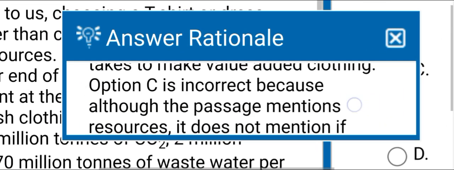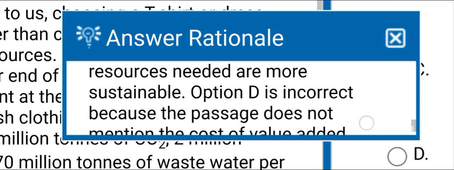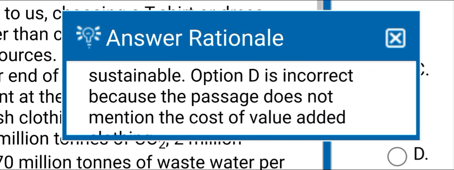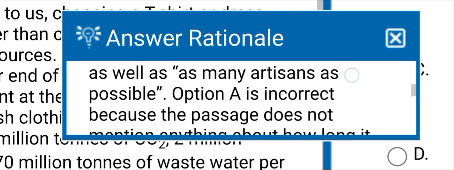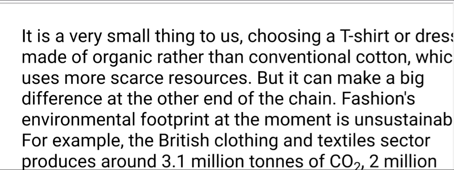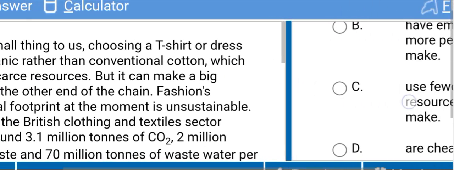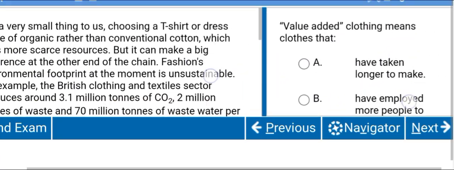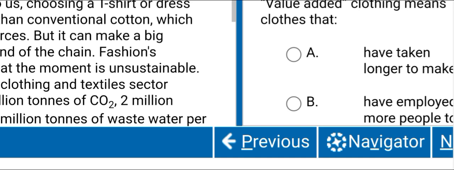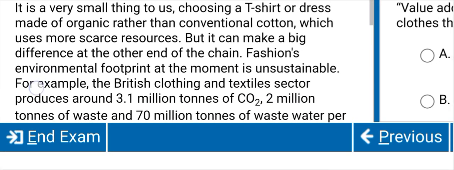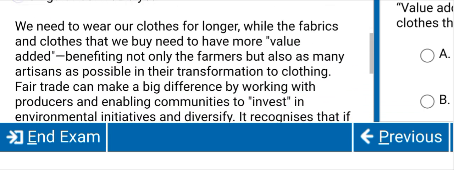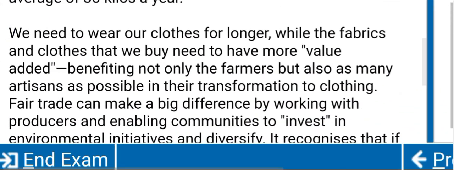Option D is incorrect because the passage does not mention the cost of value added clothing. So that's why we have option B as the correct option. You can use your value added as a keyword to find out your answers from these passages. You can see where value added is written.